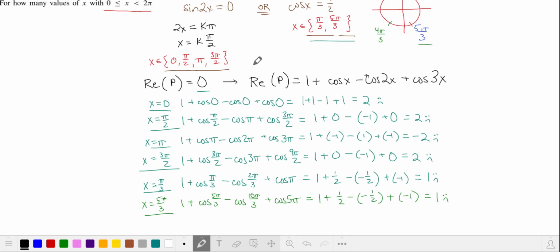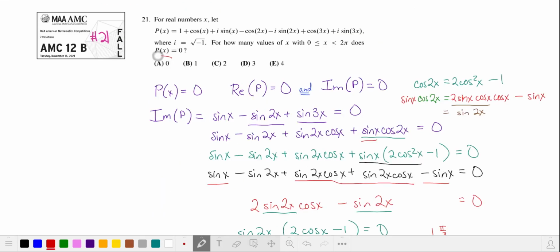None of the solutions that make the imaginary part of p equal to 0 simultaneously make the real part of p equal to 0, so therefore there are no solutions.